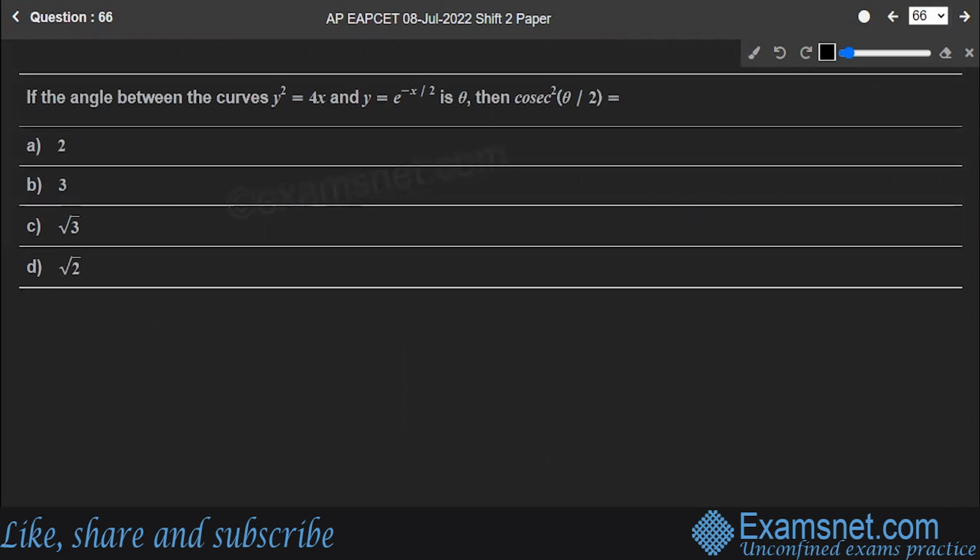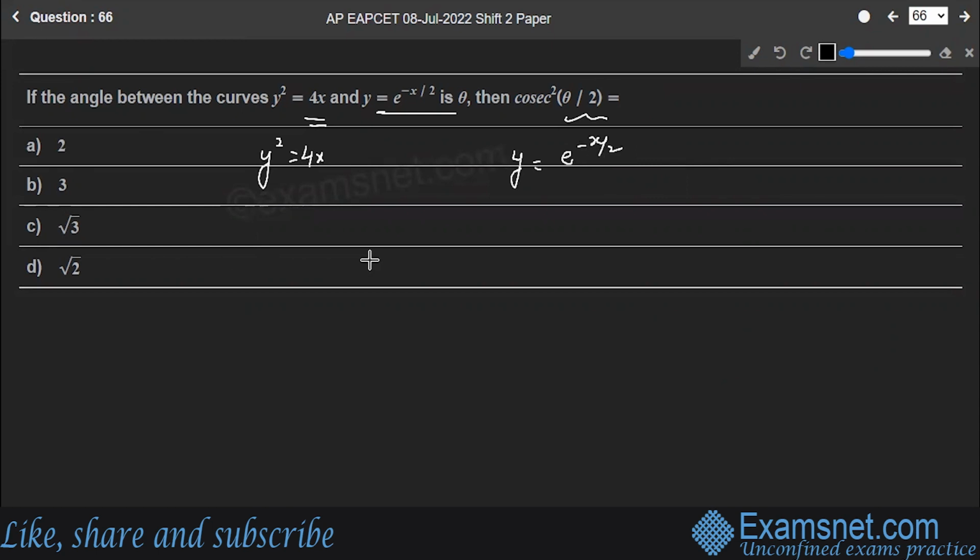It says if the angle between these two curves, the first curve y square is equal to 4x and y is equal to e raised to power minus x by 2, is theta, then cosecant square theta by 2 is equal to what? So you are given two curves: y square is equal to 4x and y is equal to e raised to power minus x by 2.